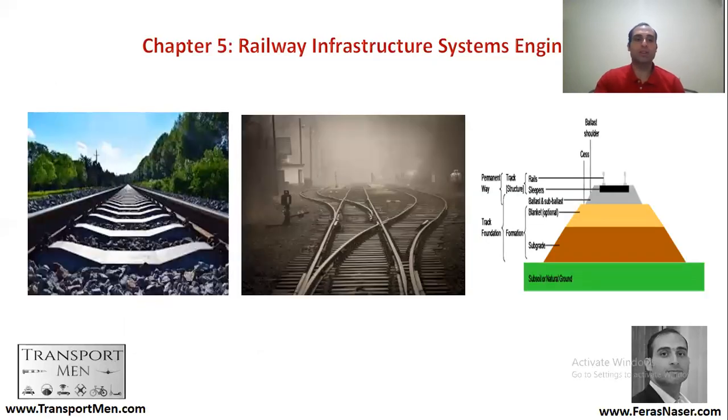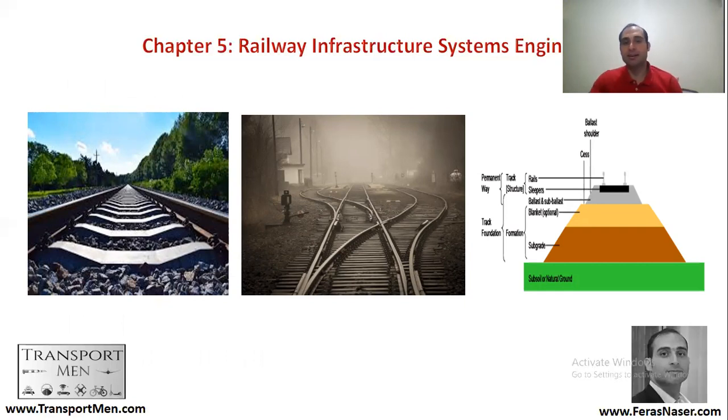So let's have a look at the pictures. Yes, this is the ballast with the train, with the track. This is the ballast with the track, showing you that the road is clear ahead, or the rail is clear ahead, or the railway is clear ahead.